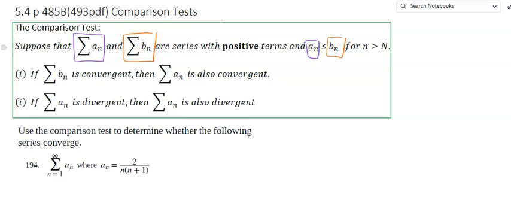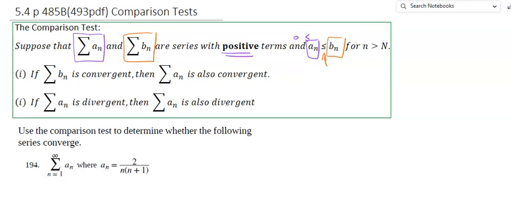Now both of them must have positive terms, which means a sub n is, actually if I make that bigger than or equal to 0, that will do the trick. So they're always positive. Suppose that b sub n is greater than a sub n. So we have two useful conclusions and two useless conclusions.